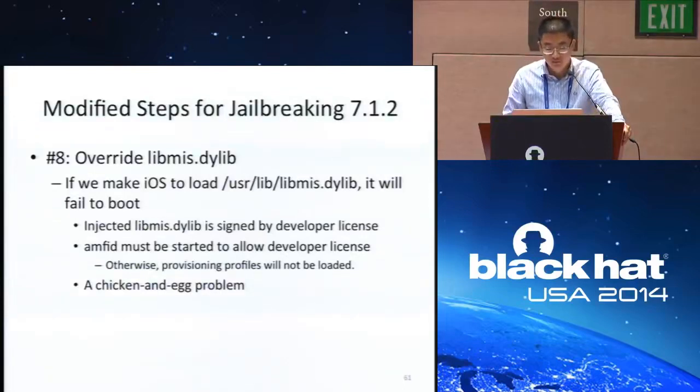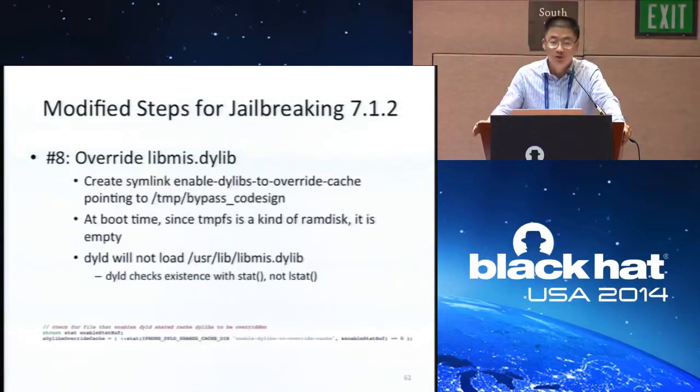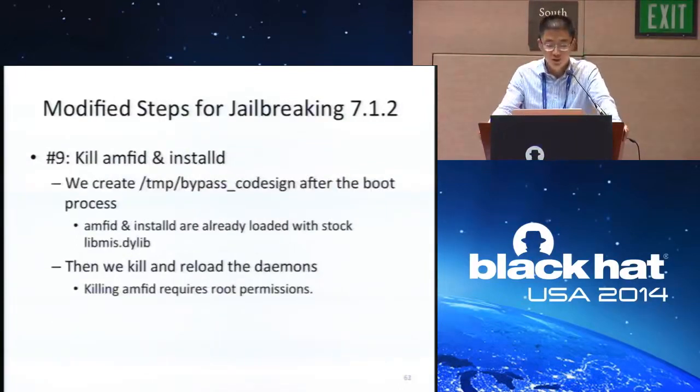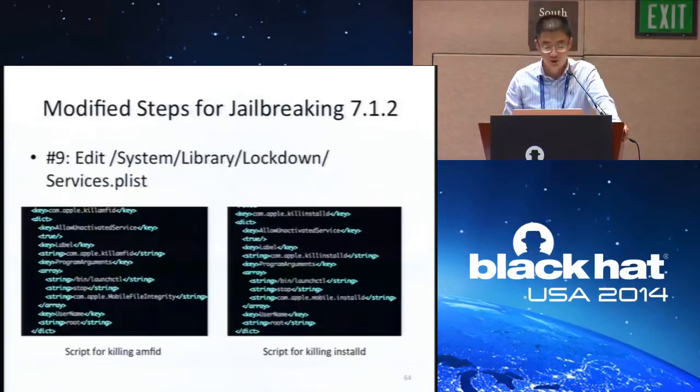However, this library is signed by us. There's a chicken and egg problem. If we override the original library with this one, no process will verify our signature. So to break the cyclic dependence, what we did is we find a way to kill AMFID and installd. We ask them to run at the beginning, and they will load all the pre-built files and do the code signature check for our library. Later, we kill them and force the system to load our libraries.